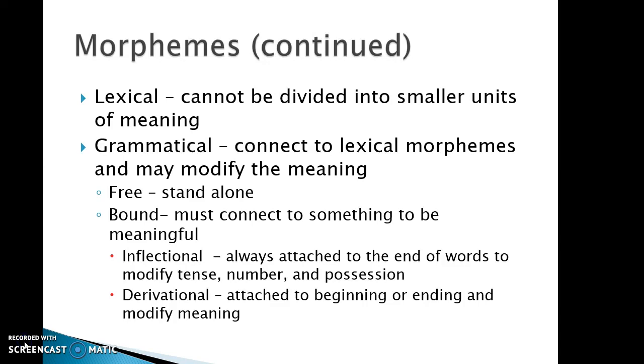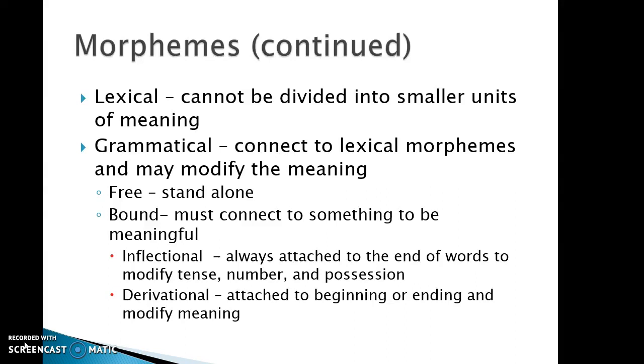To continue with that piece that we were just talking about, a grammatical morpheme is one that connects to lexical morphemes and modifies the meaning. If we have a free morpheme, it can completely stand alone. That's a word like cat or dog or any single word that can stand by itself. But if we think about a bound morpheme, it has to connect to something else for it to be meaningful. And there are two kinds of bound morphemes.